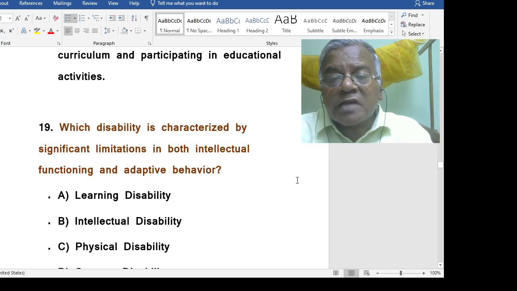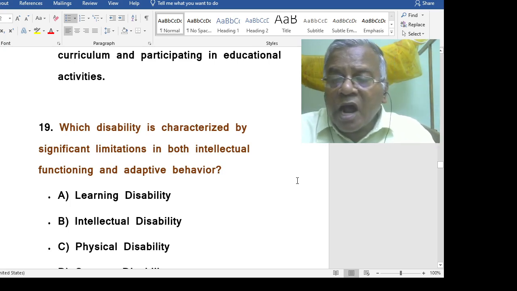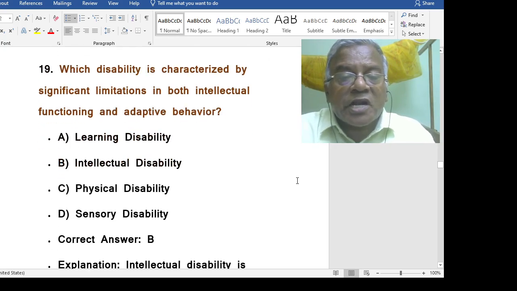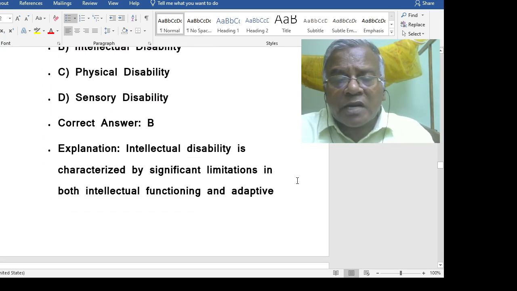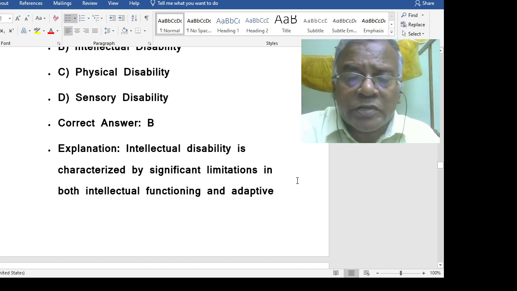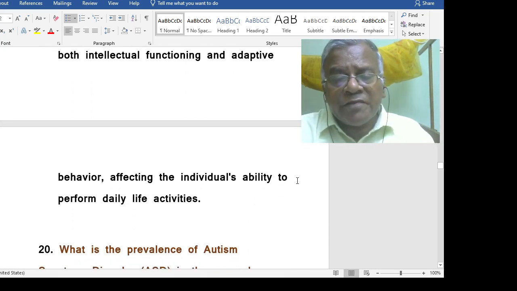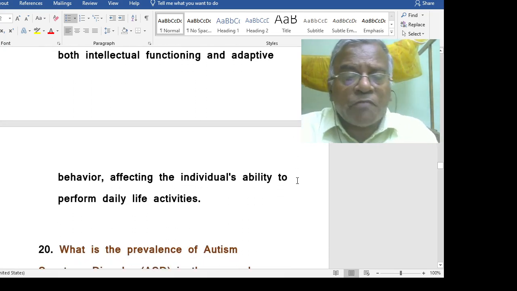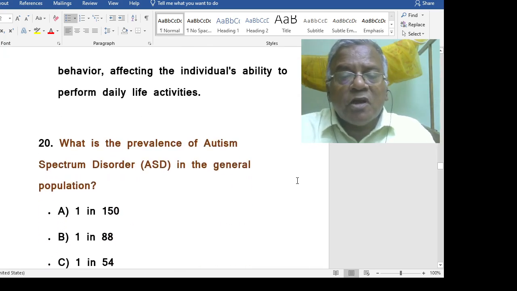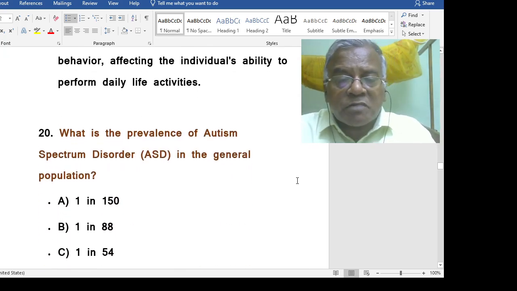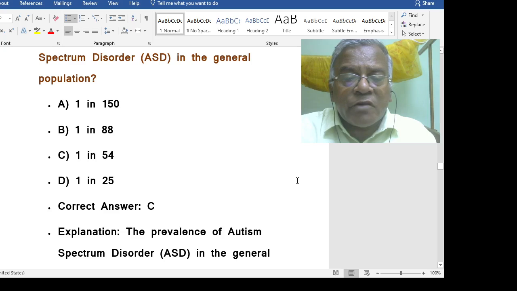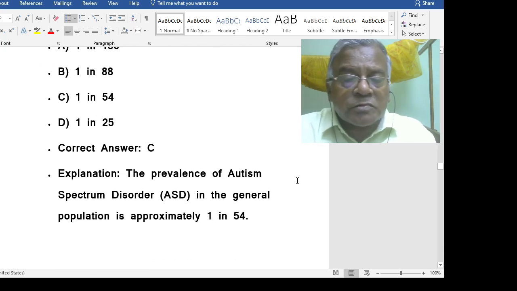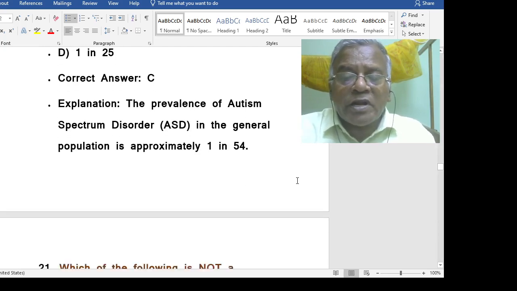Which disability is characterized by significant limitations in both intellectual functioning and adaptive behavior? That is intellectual disability. Intellectual disability is characterized by significant limitations in both intellectual functioning and adaptive behavior, affecting the individual's ability to perform daily life activities. What is the prevalence of autism spectrum disorder, that is ASD, in the general population? That is 1 in 54. The prevalence of autism spectrum disorder in the general population is approximately 1 in 54.